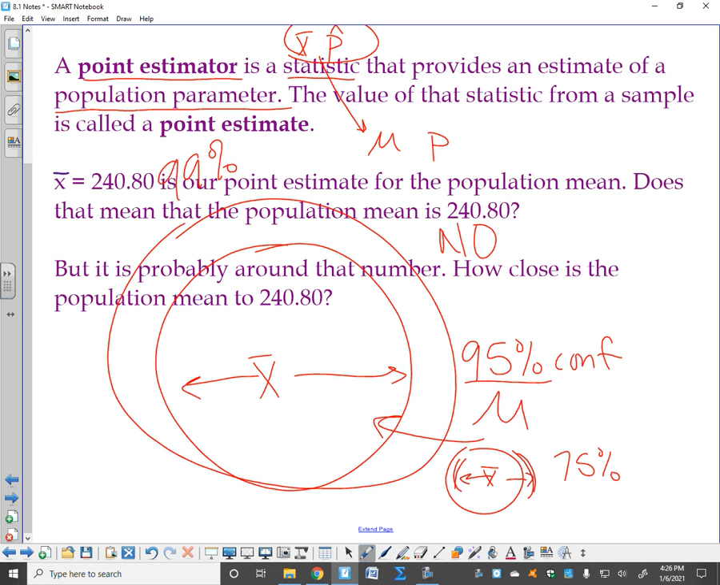Okay. X bar is the guy we know. He sits in the middle of our dartboard. Now what we're going to decide is how far to the right and how far to the left, how much wiggle room you want to add and subtract to that X bar to give me an interval where you can be 95% confident that that interval captures the actual mu.